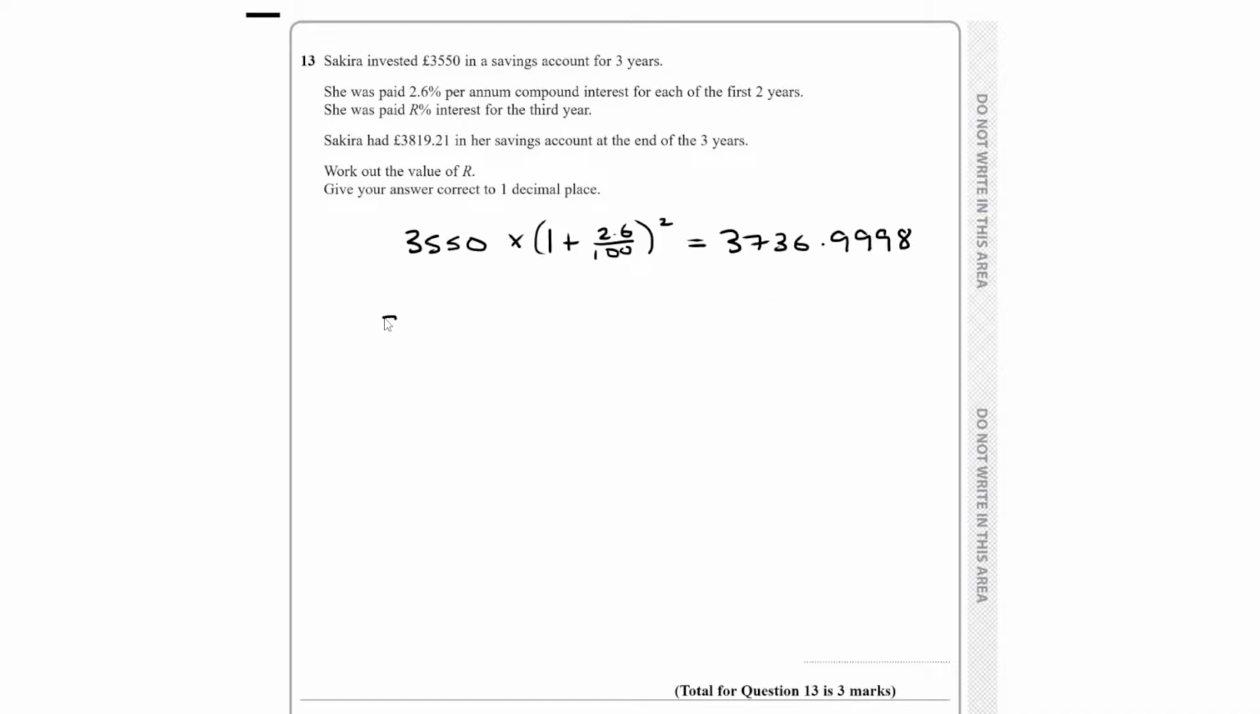Obviously, then you would have taken this amount, and multiplied that by the 1 plus the R% over 100, technically to the power of 1, because it's 1 year, isn't it, for the 3rd year. And then we know that that equals the 3,819. So I can set up an equation and just solve it.